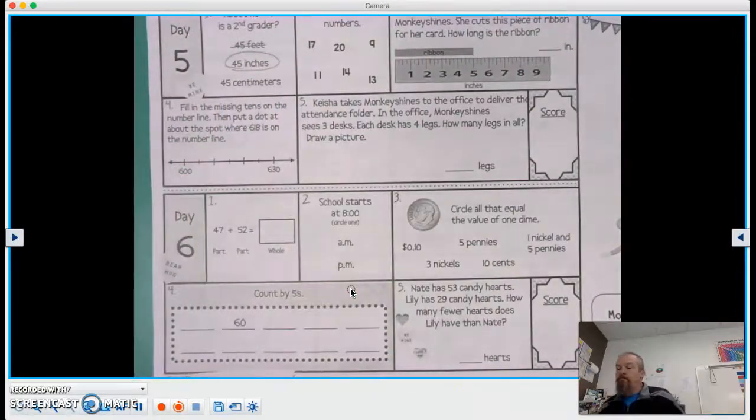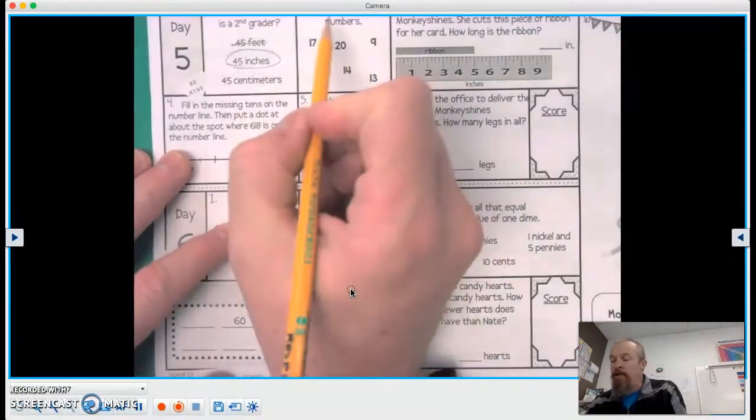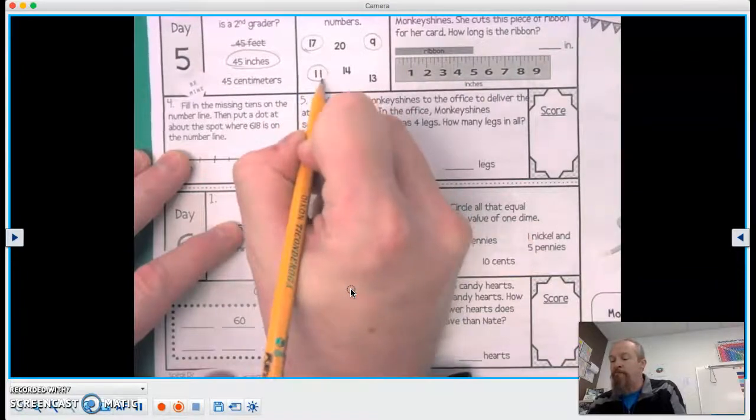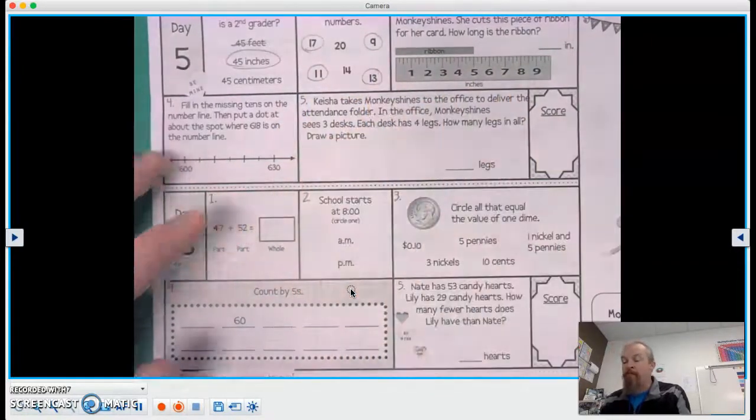All right. Circle the odd numbers. Now remember, the odd numbers end in 1, 3, 5, 7, or 9. They are odd because when we split them into 2 equal groups, there's a leftover. There's 1 remainder. So odd numbers. And it's just the number in the ones column that makes it odd.